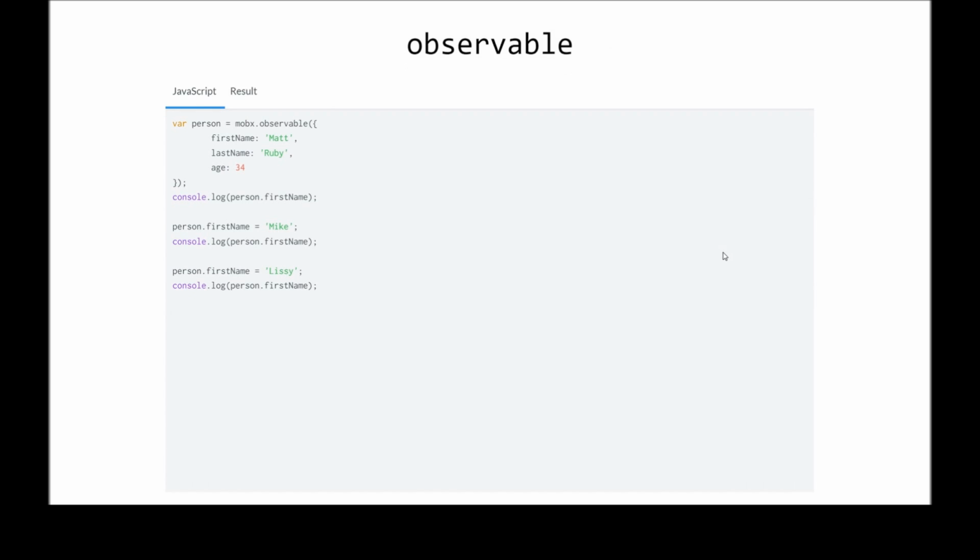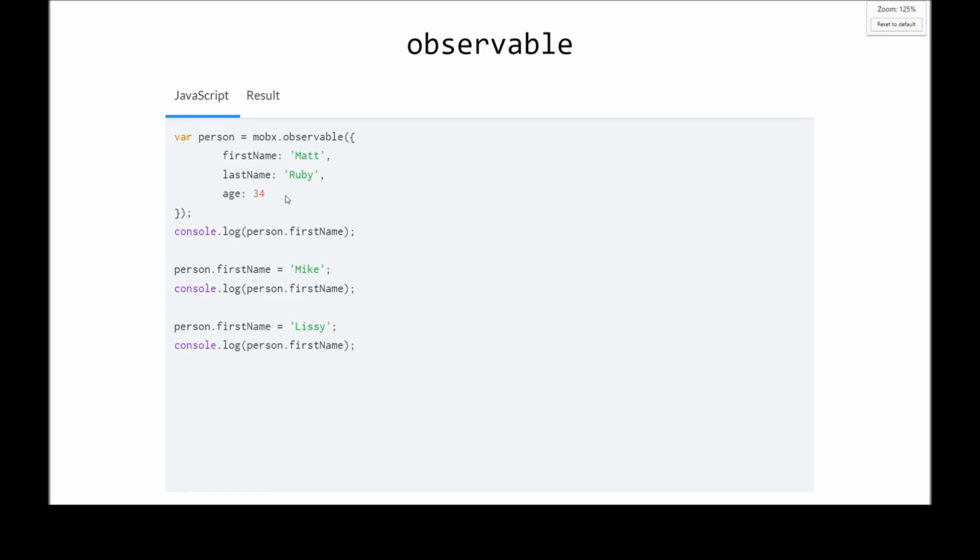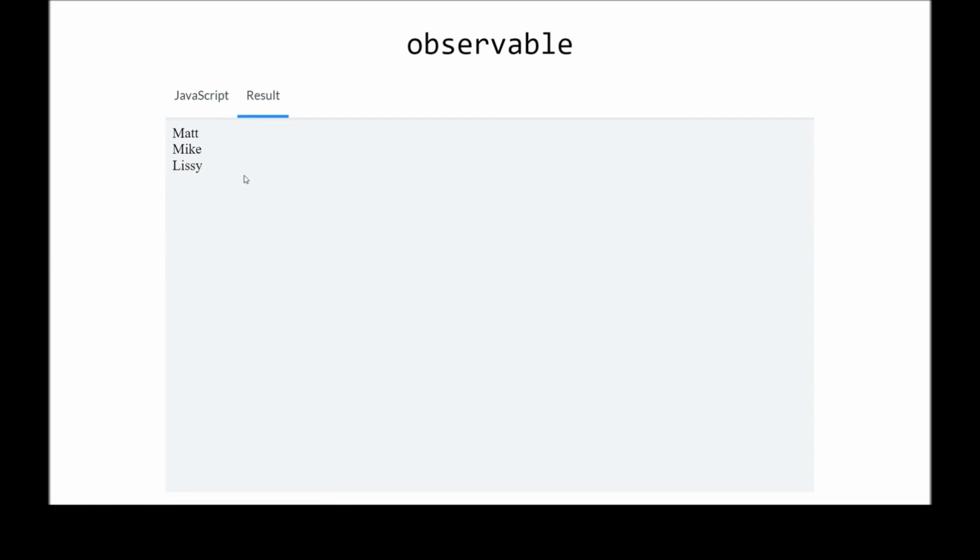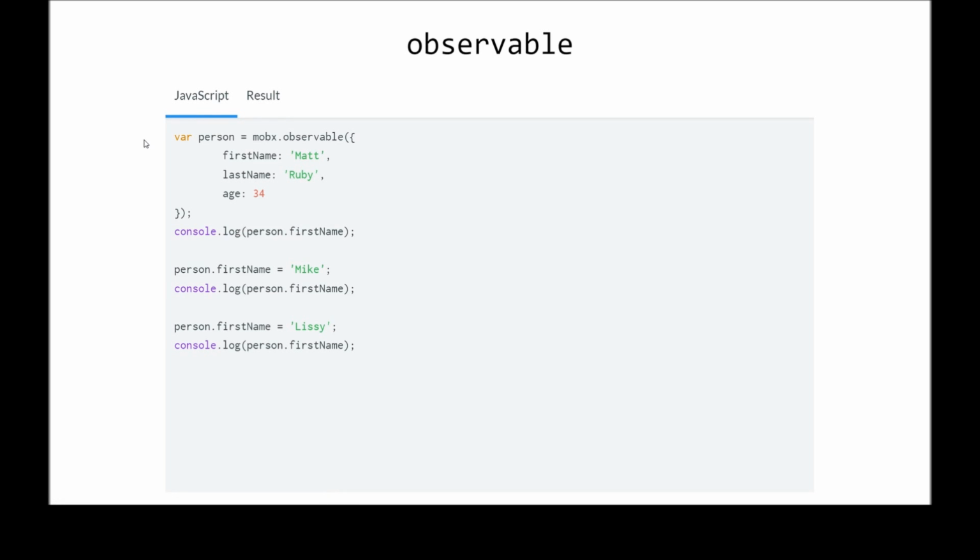Let's start with observables. So we have our person with the MobX observable. This is the only difference here. First name, last name, age. I'm logging out the first name. It'll show Matt. I'm changing the first name to Mike, logging it out. Changing the first name to Lissy, logging it out. The whole point of showing this is just to demonstrate how unobtrusive MobX is. Right? I didn't have to do get first name or set first name. It's just an object. We're not doing anything observable right now. I'm just showing the unobtrusive nature.